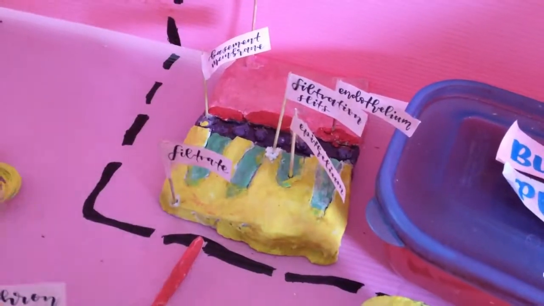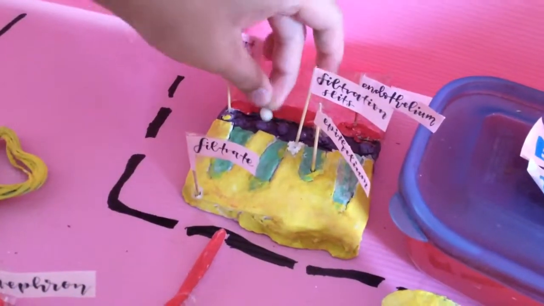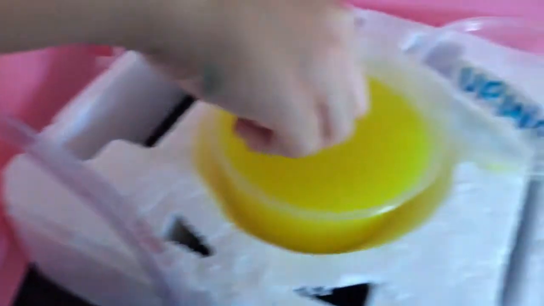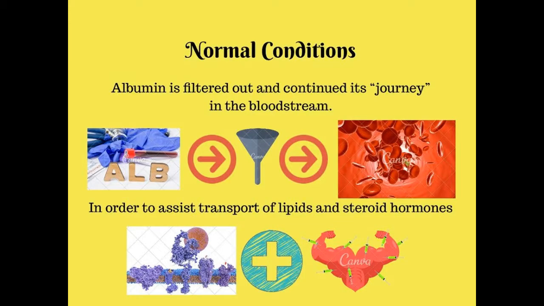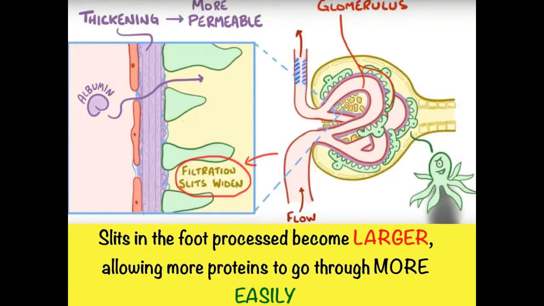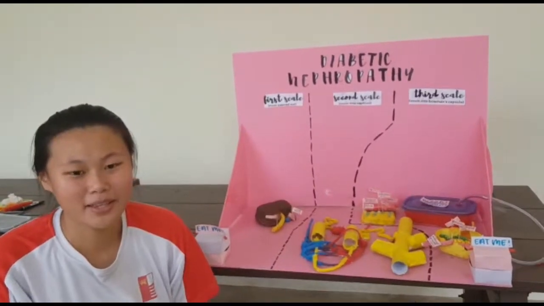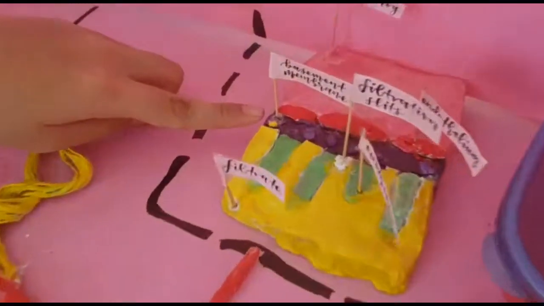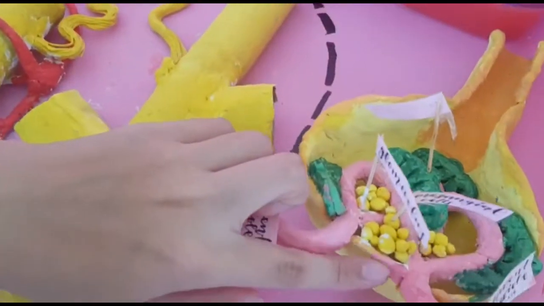This allows protein like albumin to pass through the membrane and into the nephron, and it would then be filtered into the urine. Otherwise, under normal conditions, albumin would not have been filtered out and would continue its journey in the bloodstream, where it rightfully belongs in order to assist in the transport of lipids and steroid hormones. This makes sense when you recall that the slits of the foot processes become bigger as well, allowing proteins to go through more easily.